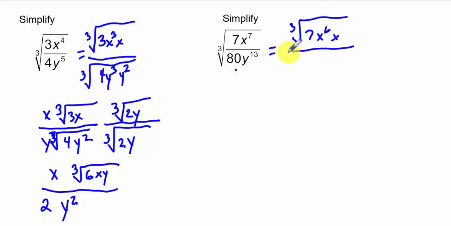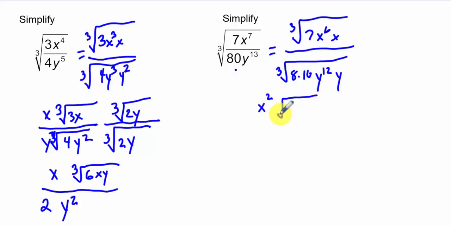In 80, I know there's a numerical perfect cube of 8 and 10. Then in y to the 13th, y to the 12th is going to be my biggest perfect cube, and there's a y left. So simplifying that a little bit, I'm going to bring out my perfect cubes. x squared times itself 3 times gets me x to the 6th. I think I just said y, and it's actually x. So I've got 7 and an x left.